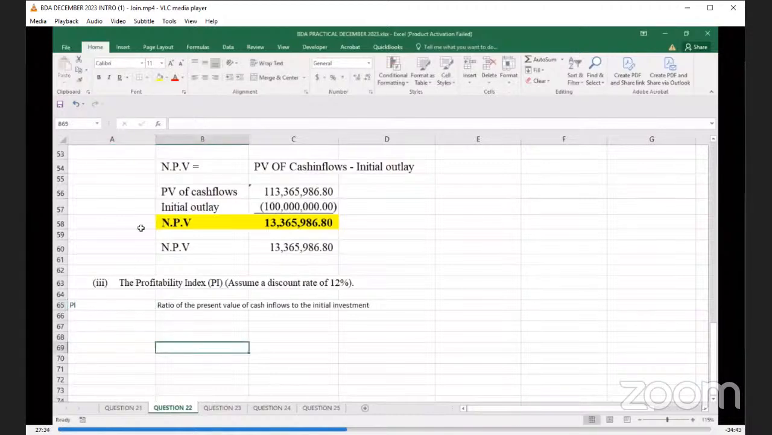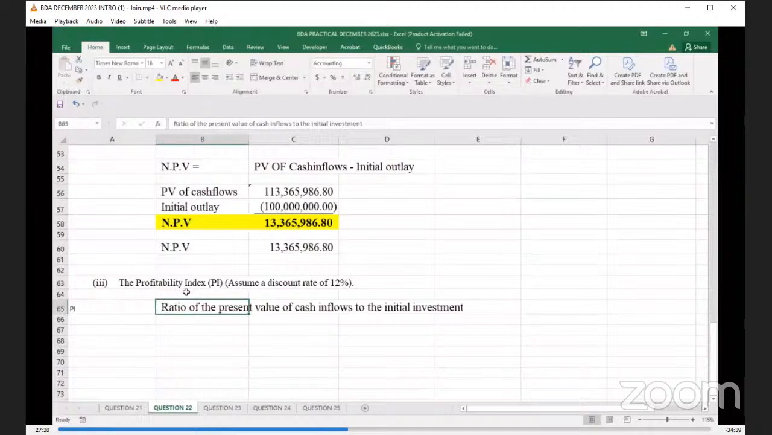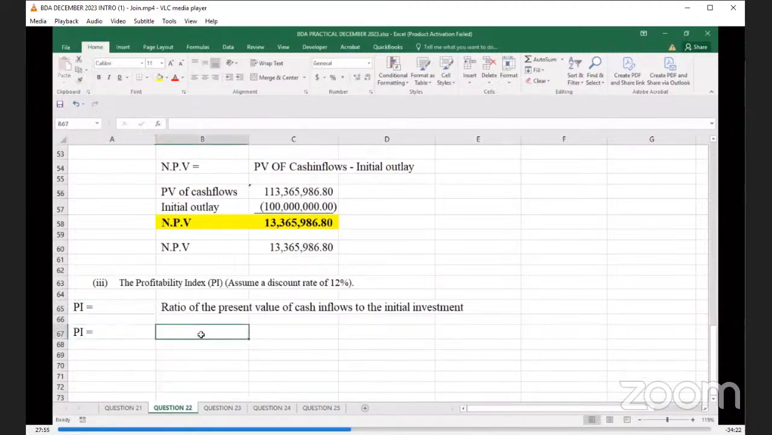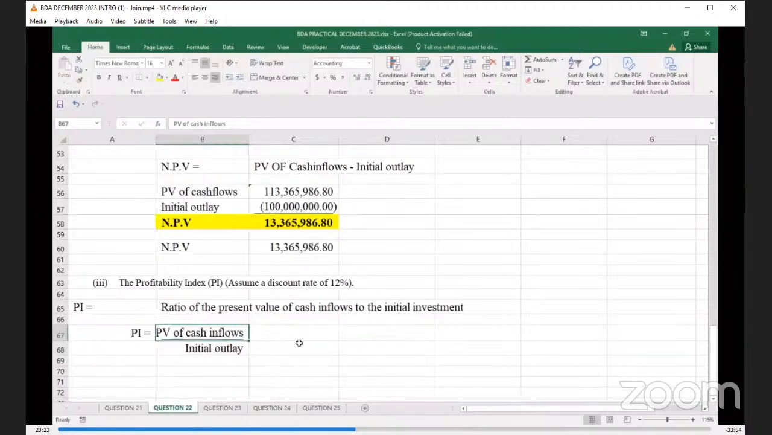So this is very simple. To determine the PI, what we are supposed to do is take my PI equal to the following: I'm going to take our present value of cash inflows and divide it by our initial outlay. This will give us the value I am supposed to determine.